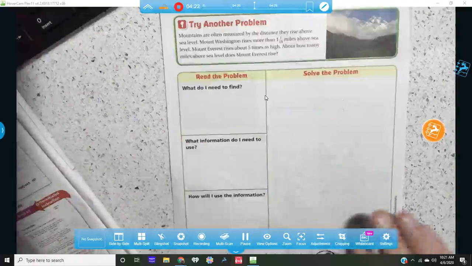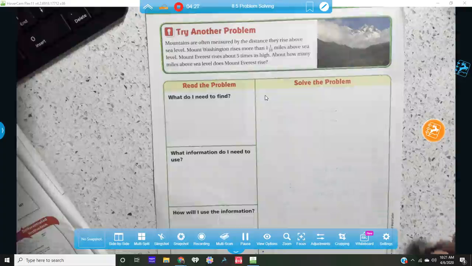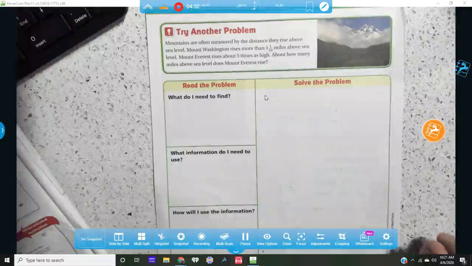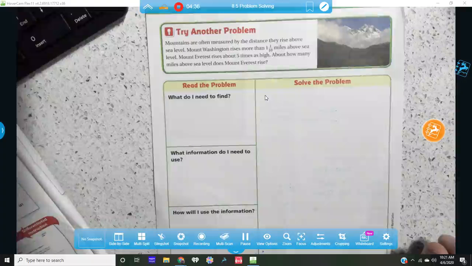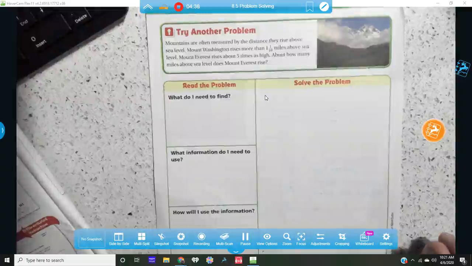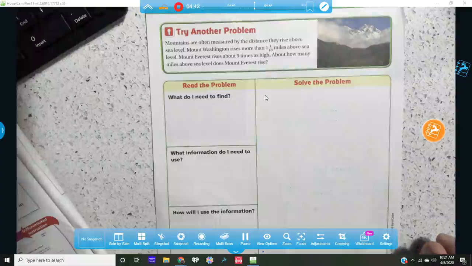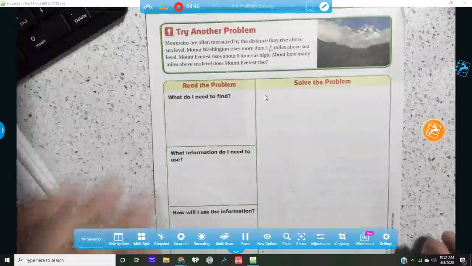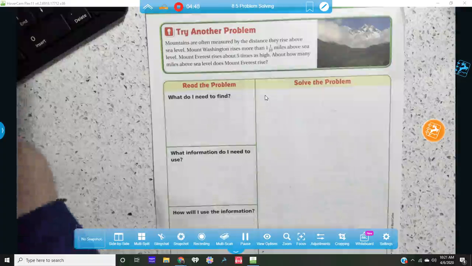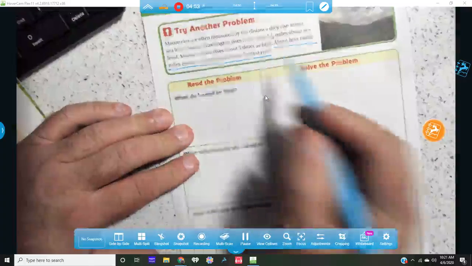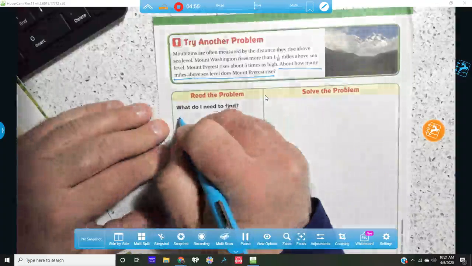Let's try this one together real quick. Mountains are often measured by the distance they rise above sea level. Mount Washington rises more than 1 1/10 mile above sea level. Mount Everest rises 5 times as high. How many miles above sea level is Mount Everest? Okay? Simple. Let's do it. We can do it. What are we looking for? About how many miles above sea level is Mount Everest?